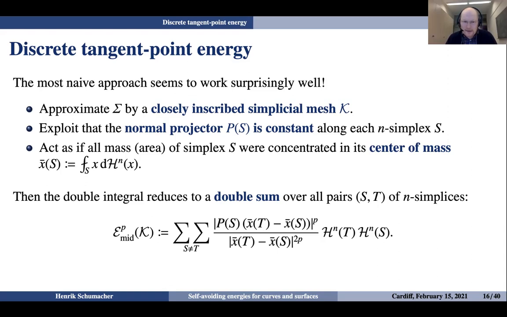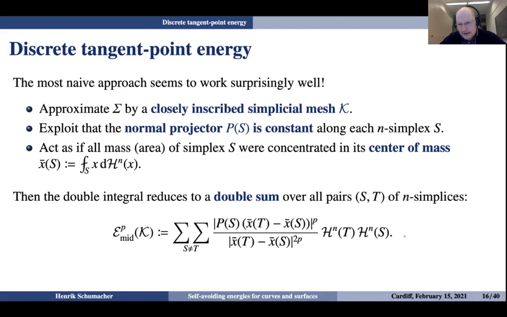And instead of an integral, you apply a midpoint rule. S and T are simplices of the surface. You replace the integrals by double sums, weighted of course by the surface area of the simplices, and you just plug the facet midpoints and this constant projector into the tangent point kernel.